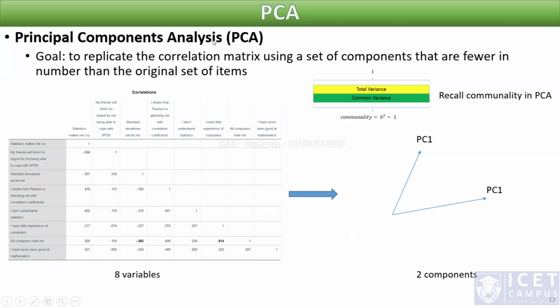Principal component analysis, PCA, replicates the correlation matrix using components that are fewer in number than the original set of items. So here you can see the correlations are there. Right, then here you can see the variables.